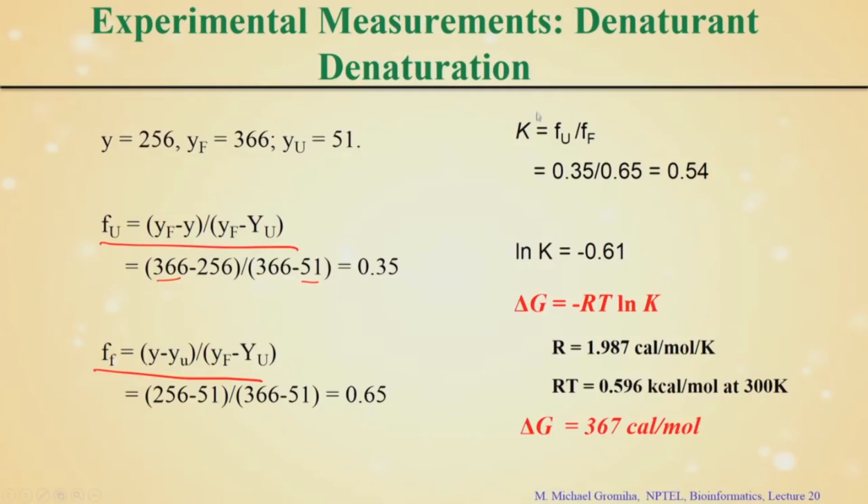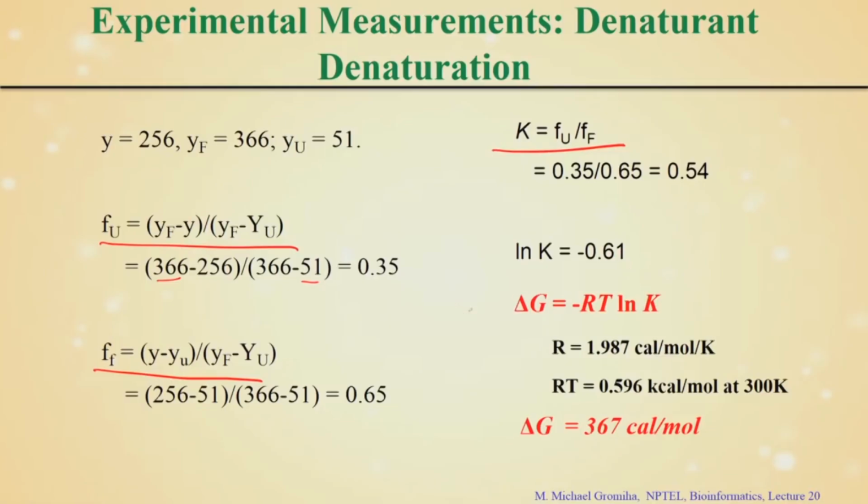We can convert this information into the equilibrium constant, that is K. K is given as FU divided by FF. So, FU we calculated as 0.35, FF we calculated as 0.65. We take the ratio, then it is 0.54. Then we take the logarithm of this, which is equal to minus 0.61.